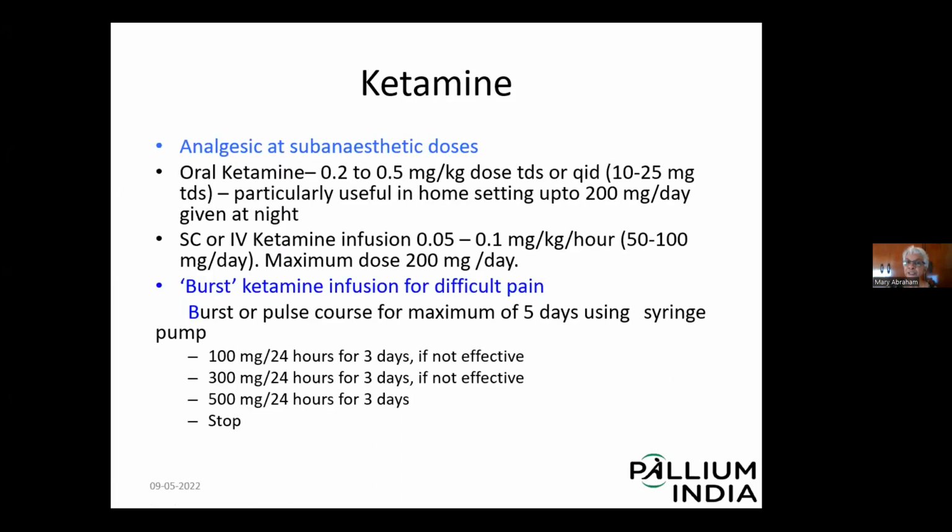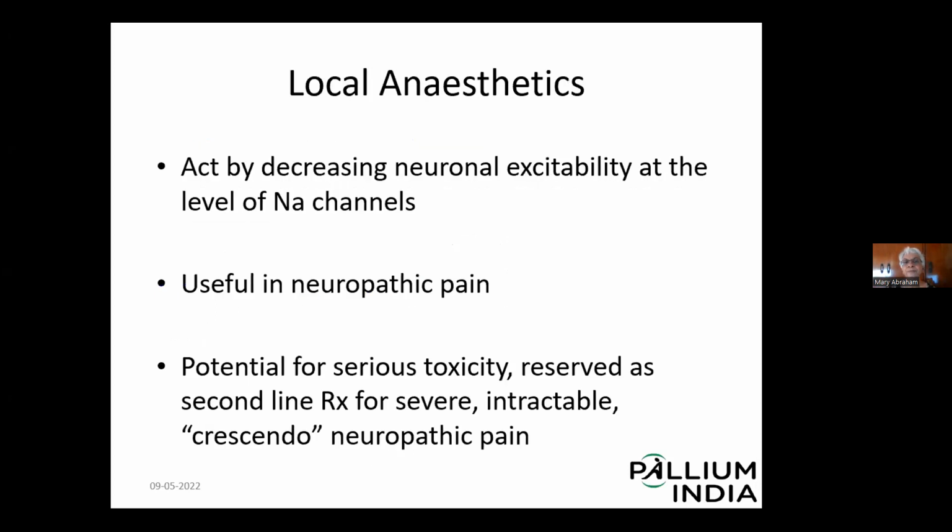So ketamine is actually an anesthetic, but when you use it in sub-anesthetic doses, in doses of 10 to 25 mg TDS, it can be beneficial for neuropathic pain as a second-line treatment. You can also give it as a subcutaneous or an intravenous infusion in a dose of 50 to 100 mg per day, maximum 200 mg. Burst ketamine infusion can also be given for difficult pain, which I will cover in my next talk.